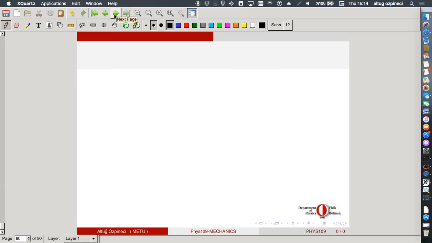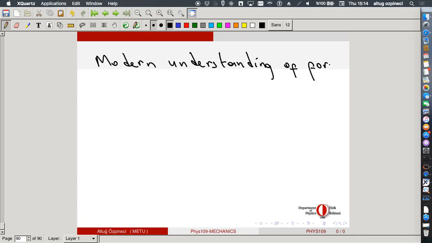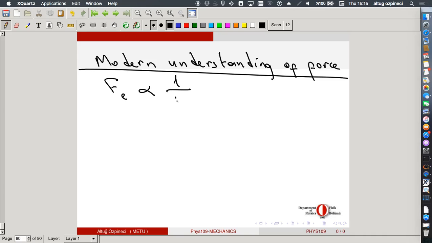Okay, so I will just open up parentheses to present our modern understanding of forces. Question? No, this is not a question. I will explain. I'm sure you have already heard that if you have two charges, the relative force between the two, this is electric force, is proportional to 1 over r squared.